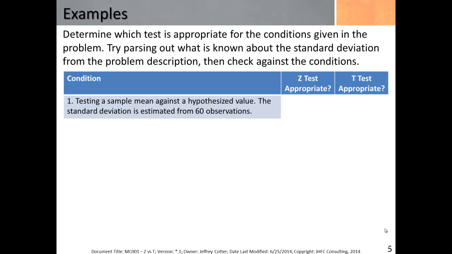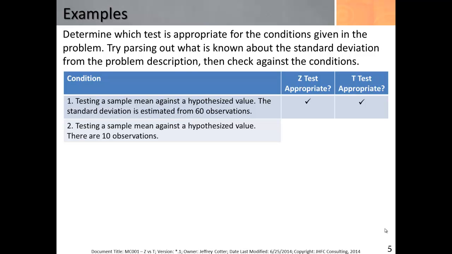Example 1. We're testing a sample mean against a hypothesized value. The standard deviation is estimated from 60 observations. This will give us 59 degrees of freedom, which is a relatively large number of degrees of freedom, resulting in a fairly precise estimate of the standard deviation. Therefore, in this case, both the z-test and the t-test are appropriate.